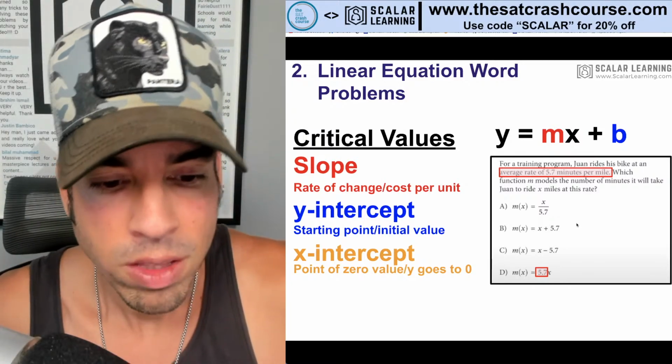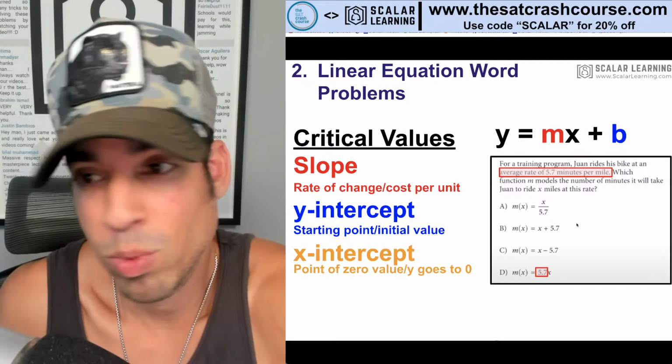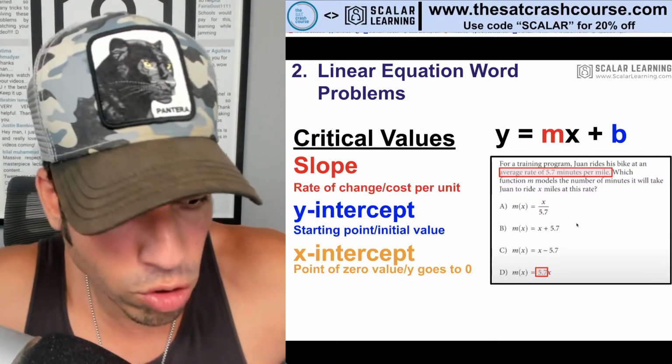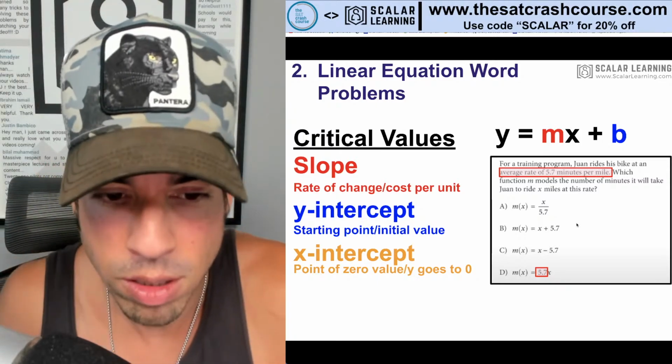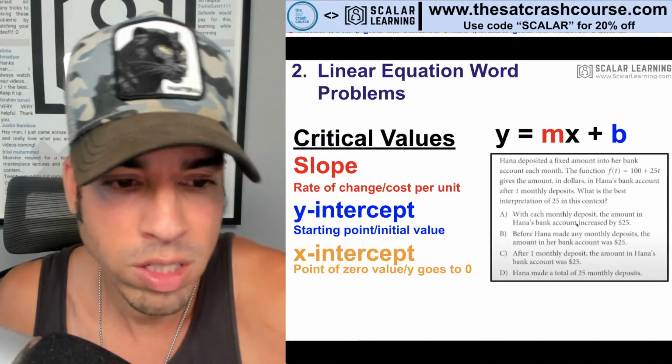If we're talking about the number of miles, it didn't say he's starting with 10 miles already done or 5 miles already done. We're starting at point 0, no miles traversed. So that's why we would have a 0 value for B. Another example, here we go.